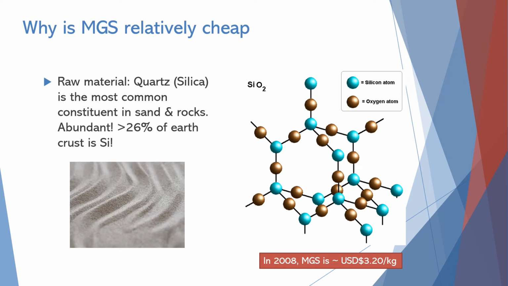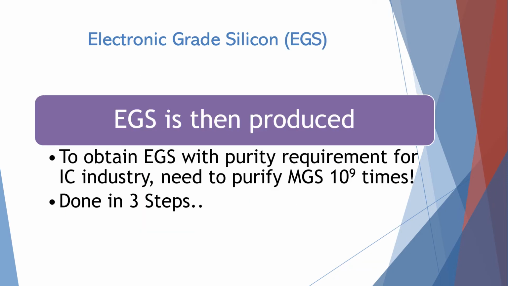In 2008 MGS was around $3.20 per kg only. After we've got the MGS, it has to be processed into electronic grade silicon, which is EGS. To obtain the EGS, the purity requirement will be more than 1 billion times. This process is done in 3 steps.